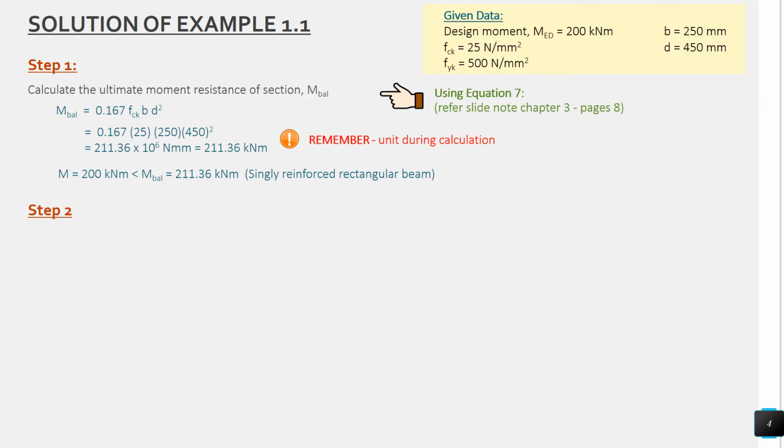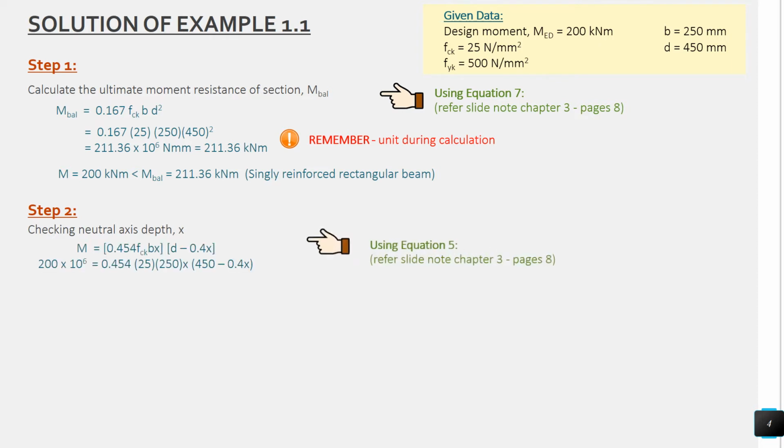Step 2. Checking neutral axis depth, x. M equals 0.454 fck b x times (d minus 0.4x). Times 10 to the power of 6 to convert from kNm to N·mm, equals 0.454 times 25 times 250 multiplied by (450 minus 0.4x).